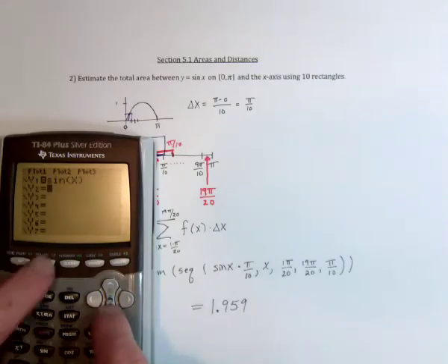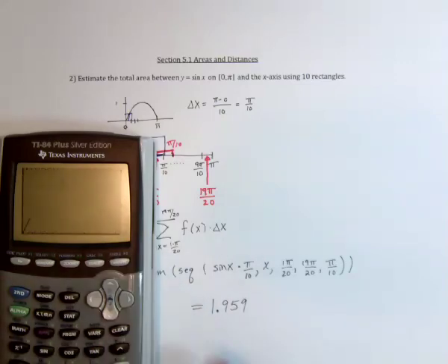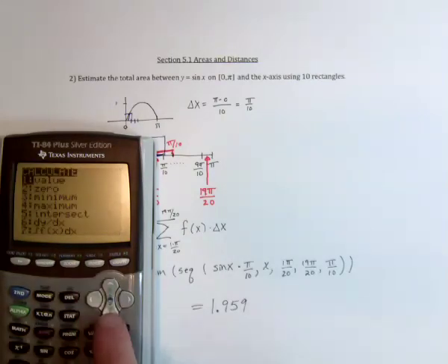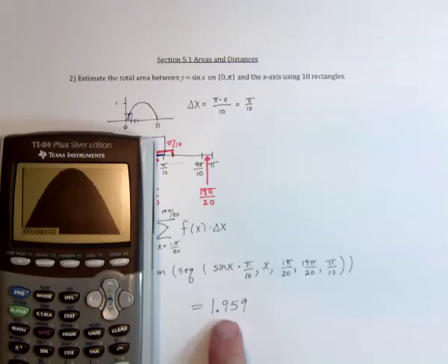And then let's see how accurate that is if we go and take a look at the graph of sine of x from 0 to pi. And then go to second calculate. Number 7 finds the area, starting at 0 and going to pi. So the actual answer is 2. And we got 1.959 as our estimate.